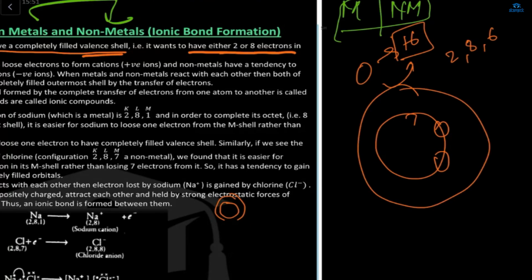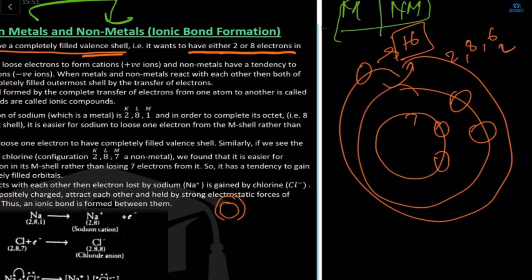In the next orbit it will be how much? 8. In the last orbit it will be 6. Now, how many more electrons does oxygen want in the last orbit? Two more. How many are possible in the last orbit? 8, or 2.